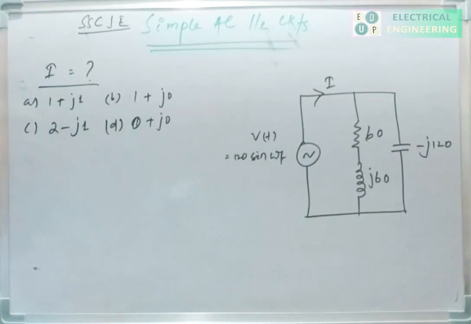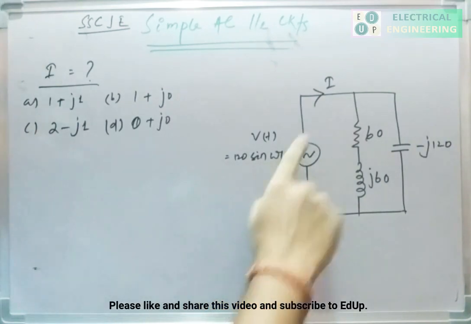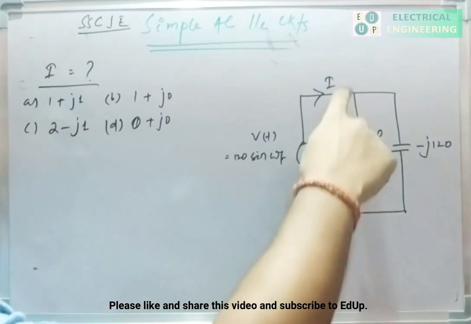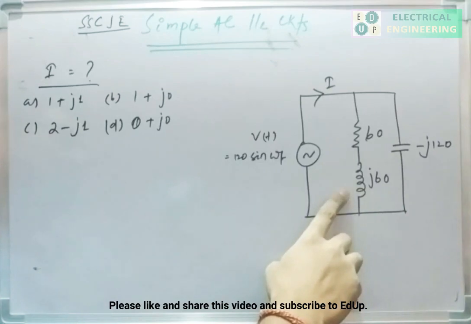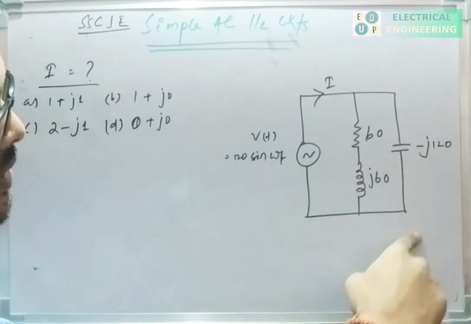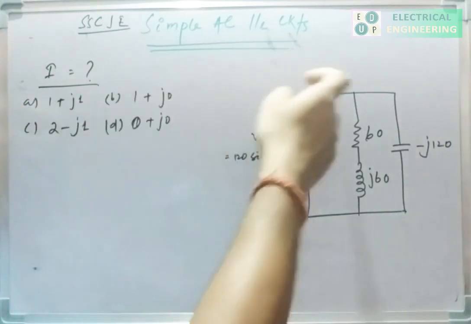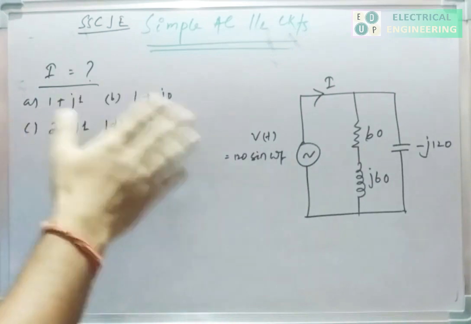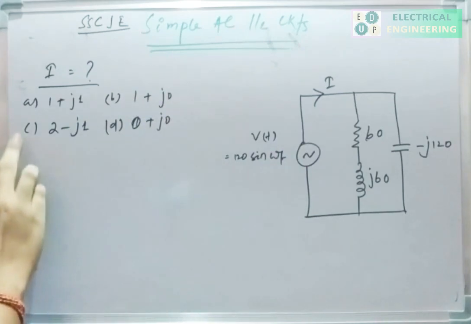In this question, there is a sinusoidal AC source, 120 sin omega t. Total current is I. In this branch, there is a resistance of 60 ohm and an inductor having reactance of j60 ohm, and a capacitor having reactance of minus j120 ohm. Here it is asking how much is I. The options are: A 1 plus j1, B 1 plus j0, C 2 minus j1, and D 0 plus j0.